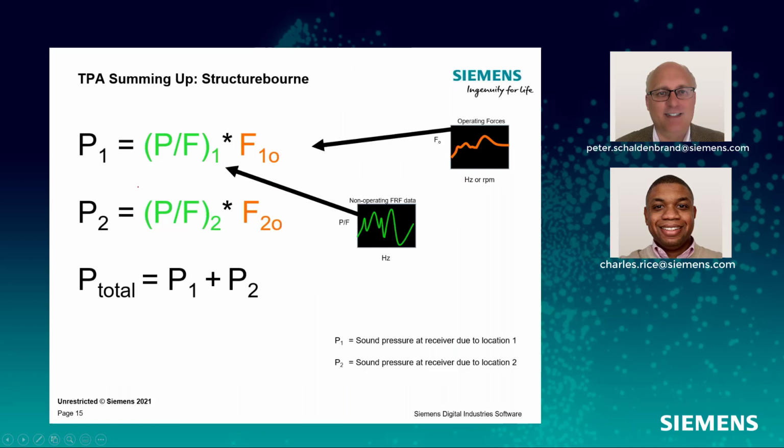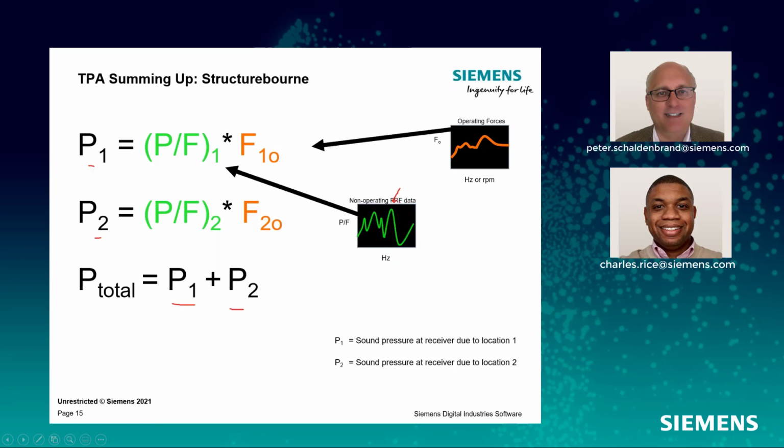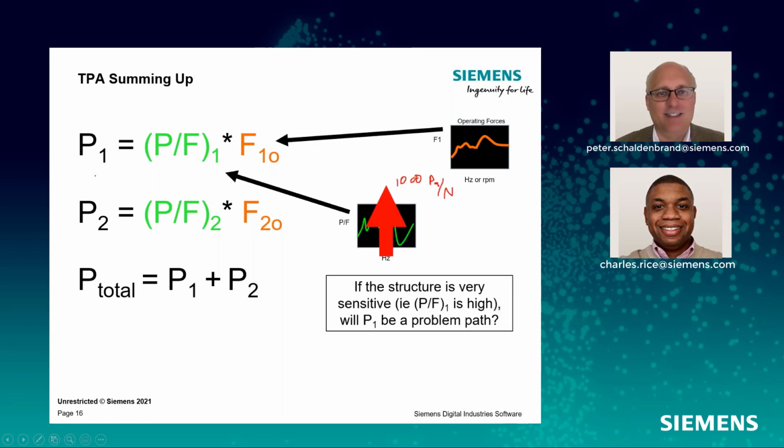So let's say we go out and we do these, we get our P1 and P2 here. If I was to look at this P over F1, let's say this was some huge number, just make up a number, 1,000 pascals of sound pressure at outputs for 1 Newton, like maybe at this peak. Does that mean that this P1, over here, is maybe only 10 Pascal per Newton at its peak, right? Does that mean P1 will be the problem path?